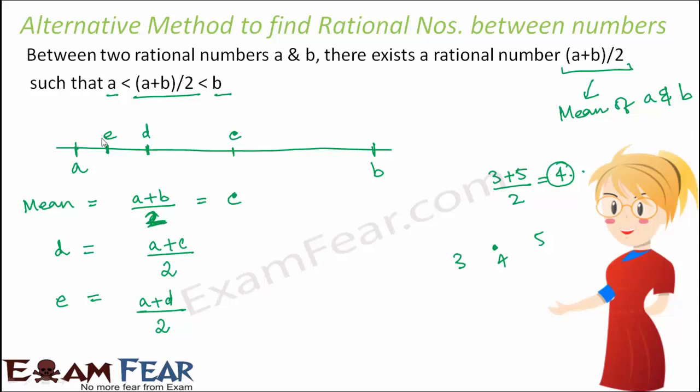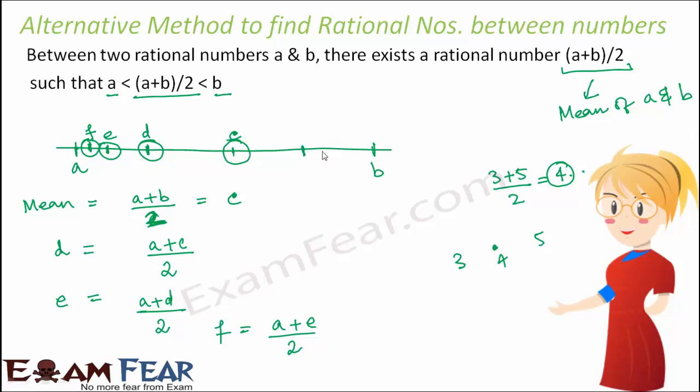Similarly, we can find the mean of a and e. This will give a number that lies midway between a and e. Let's call this f. So f will be equal to (a plus e) divided by 2. So you see, like this, we have been able to find C, D, E, F. So we could calculate 4 rational numbers. And if we keep continuing this process, we will be able to calculate multiple rational numbers between any two rational numbers.